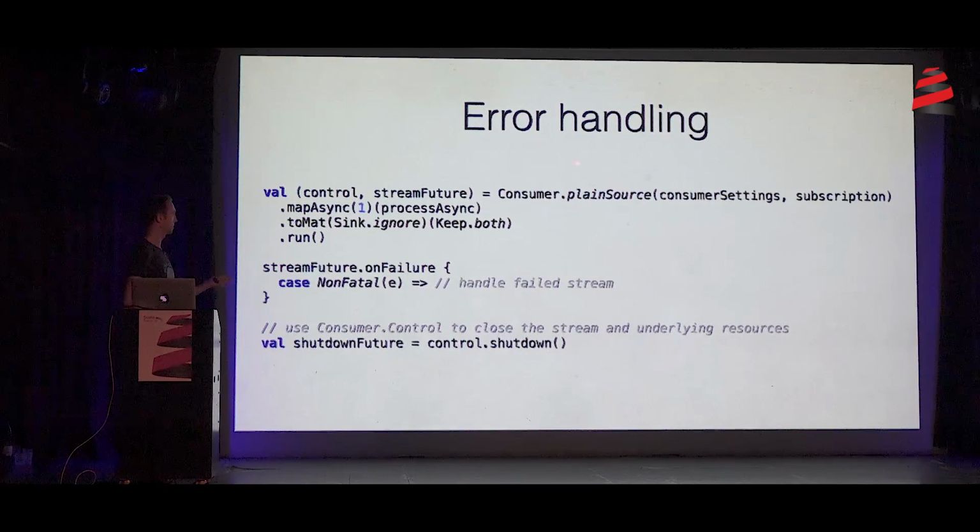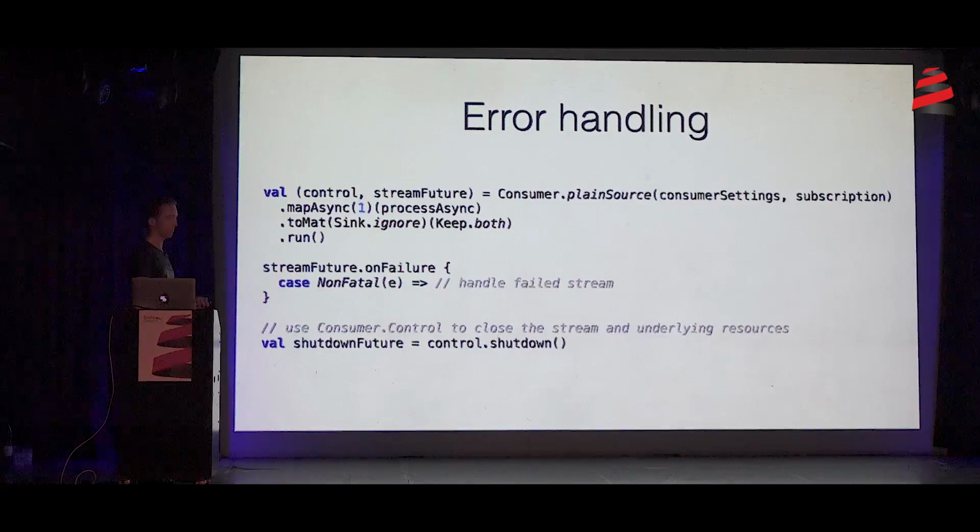So in case of our source, the materialized value will be a pair of elements. One is a future, which shouldn't fail, and shouldn't complete or fail. It's just like something like never-ending future. But we can put an on-failure handler on it and handle errors here. The other object is control, which we can use to gracefully shut down the connection. For example, if we want to have some code responsible for closing all the resources when the application is closed, then we can use the control there.